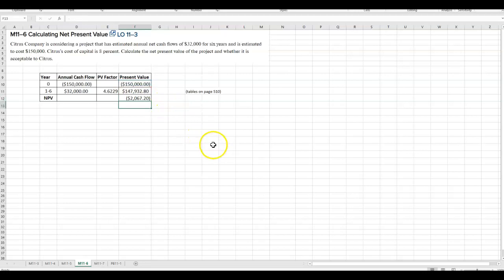and this gives us a negative net present value. This means that it's not returning 8%. If 8% is our cost of capital and our hurdle rate, then we would turn down this project because it's not returning 8%. It's returning something less than 8% because it's $2,000 negative net present value.